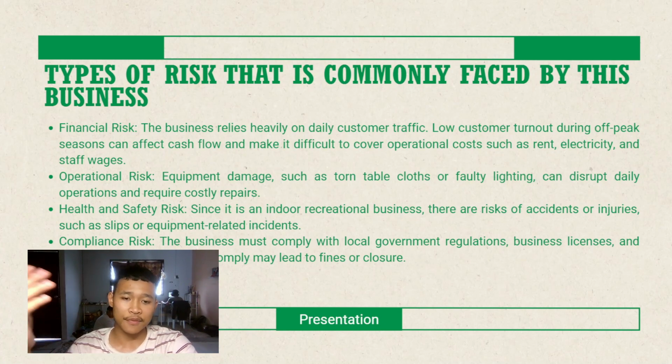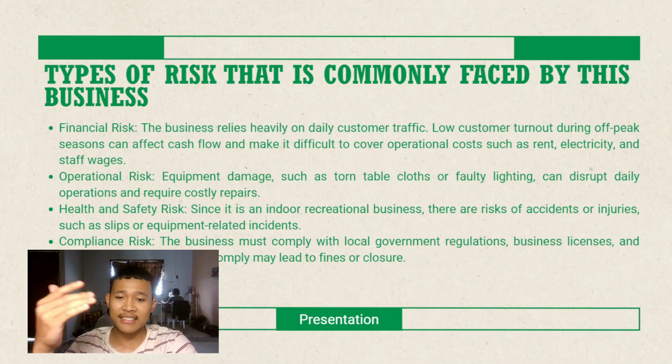Then there's the health and safety risk. Since the snooker center is an indoor recreational space, there's always a possibility of accidents or injuries. For example, a customer might slip on the floor or accidentally hurt themselves while playing. To reduce this, the owner ensures that safety rules are followed and maintenance is done regularly.